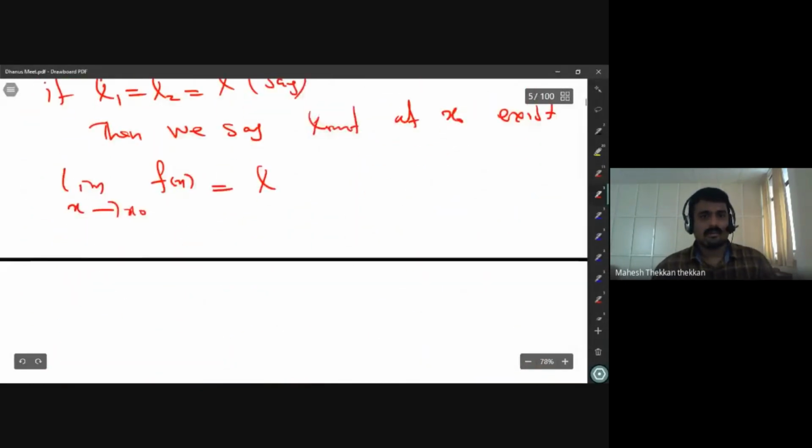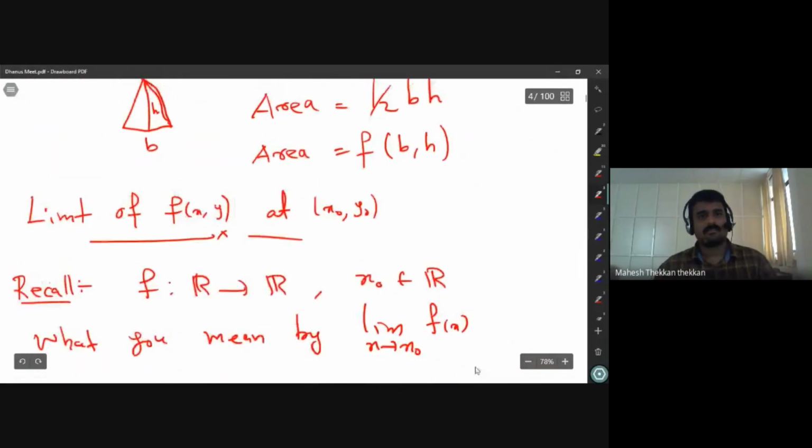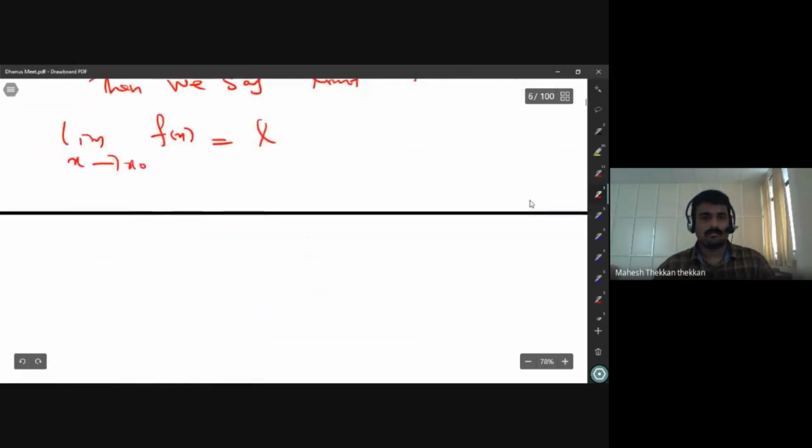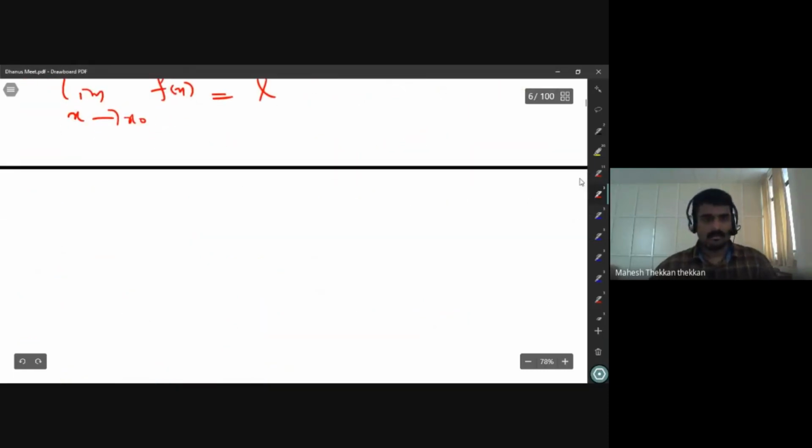Now I wanted to look at the limit of a function from some D, a subset of R2, to R. So I wanted to introduce this thing. My aim is this.